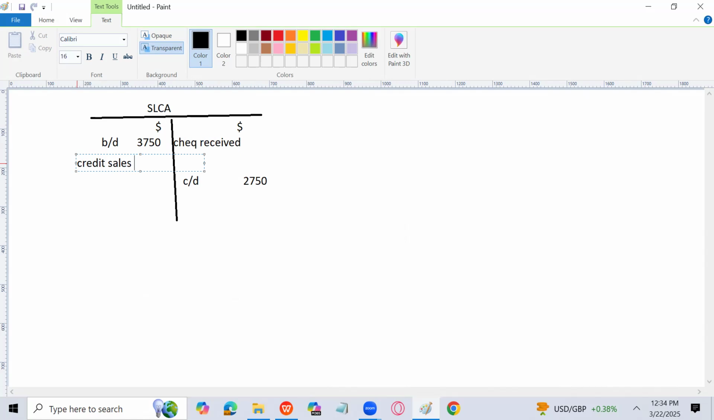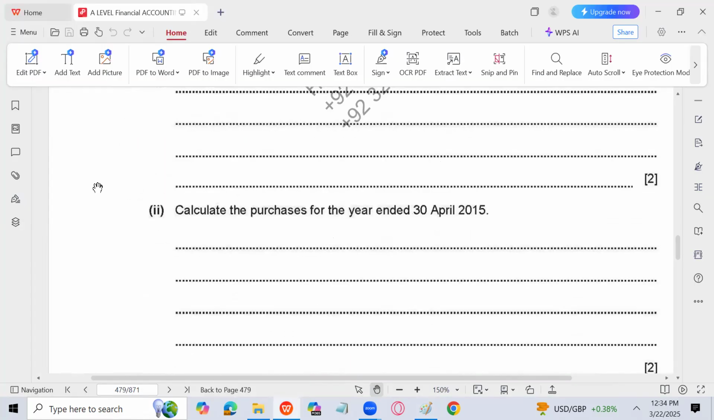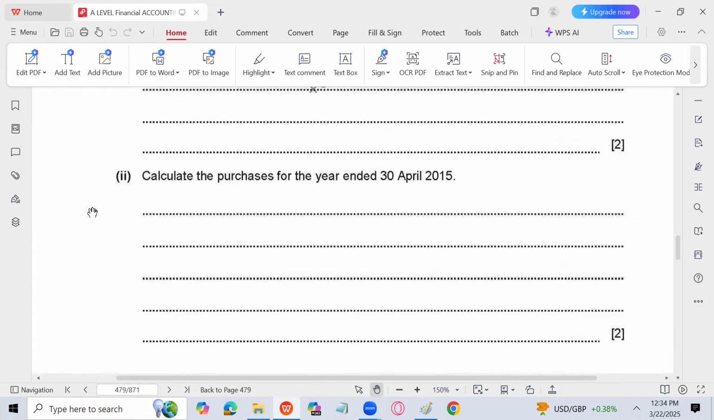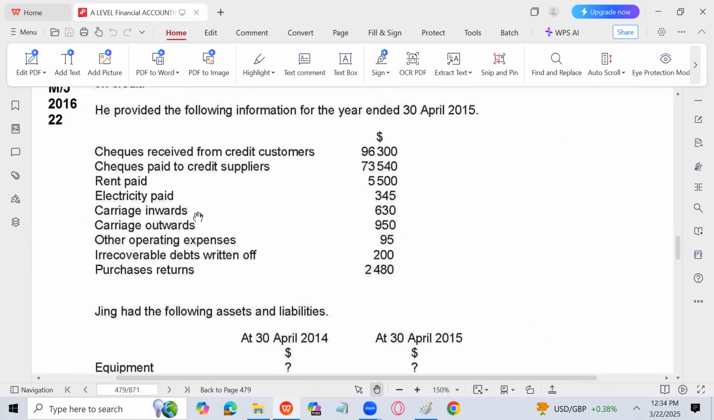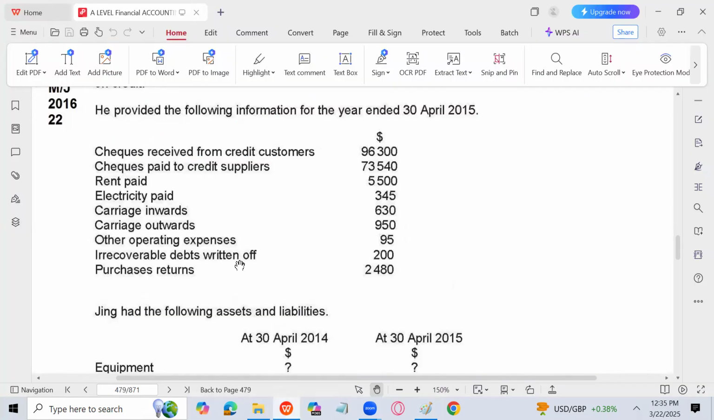Now let's see the cheque received, or cash received from trade receivables, from customers. How much is it in the question? The cheque received from trade receivables is 96,300. It will come on the credit side: bank debit, trade receivable credit. This is a trade receivable account. What else will come? Sales return will come, but it is not given in the question. Bad debts, or irrecoverable debts, will come. Discount allowed will come, but it is not given, I think. Bad debts written off is 200.